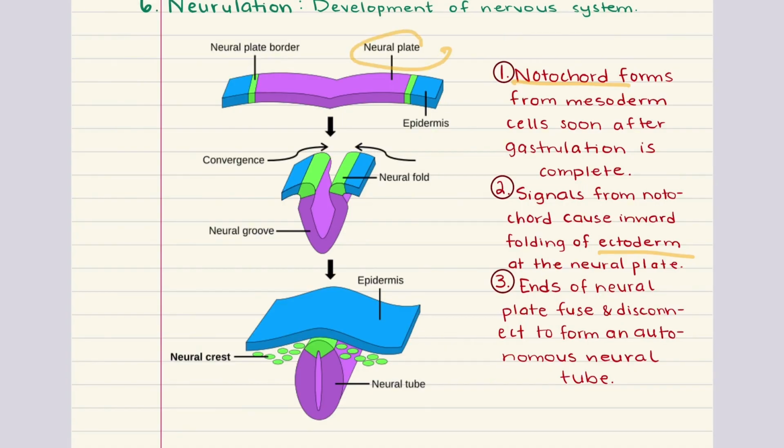As the signals continue, the edges of the neural plate are going to move and fold inward and essentially form what's known as the neural fold and the central neural groove. These folds continue moving towards each other until they meet and fuse and essentially form a sealed hollow structure that's called the neural tube.